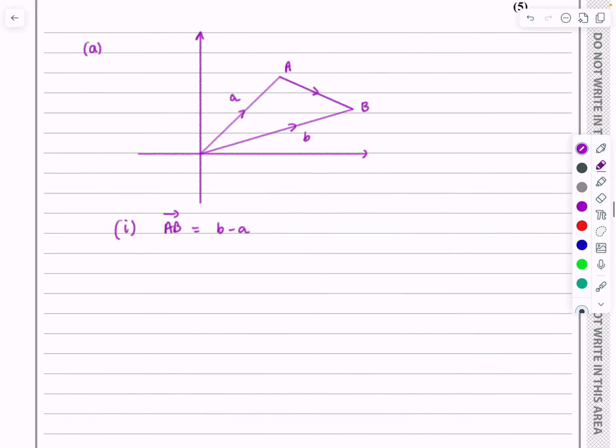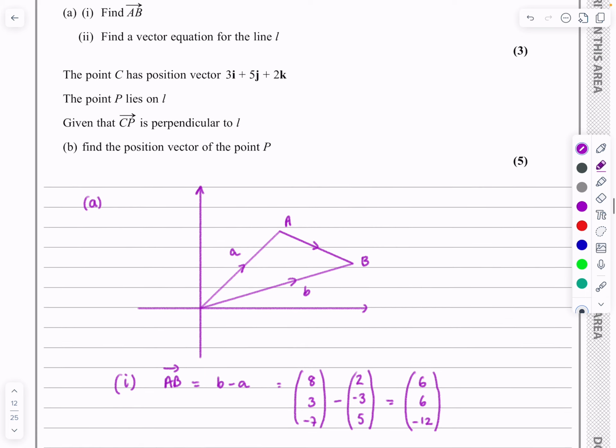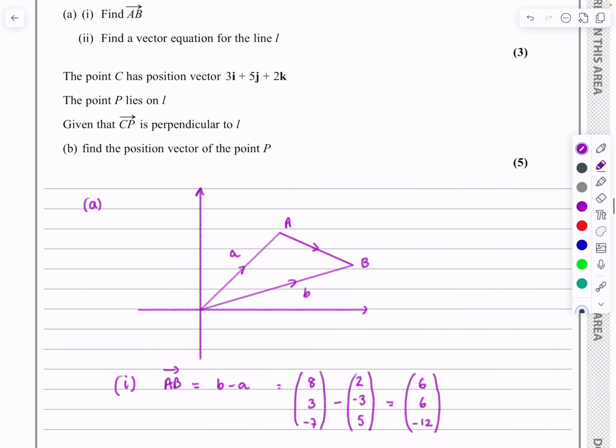Now I'd rather use column vectors than IJK notation. I just make fewer mistakes with that. Got a choice, we can do what we want. So here, the column vector is 8, 3, minus 7, minus the other column vector, 2, minus 3, 5, which gives me my answer for AB to be 6, 6, minus 12. I just prefer to write it in that format rather than IJK notation. It's just preference. You can do either way when you're doing these questions. So that's part AB.